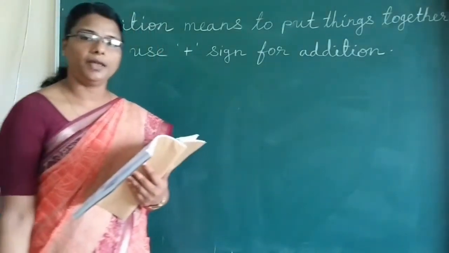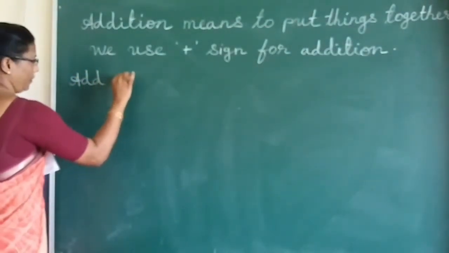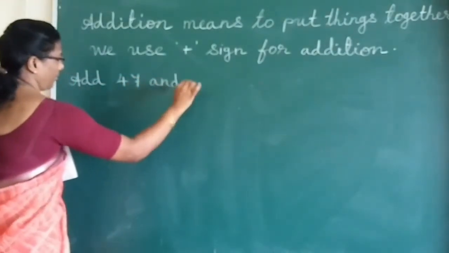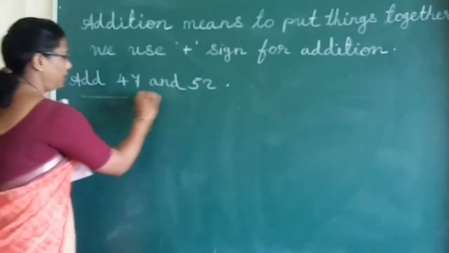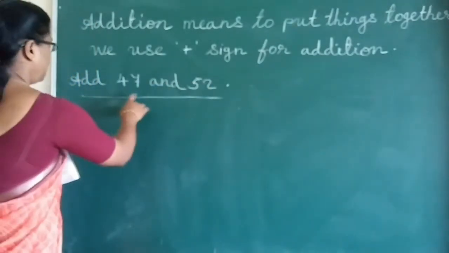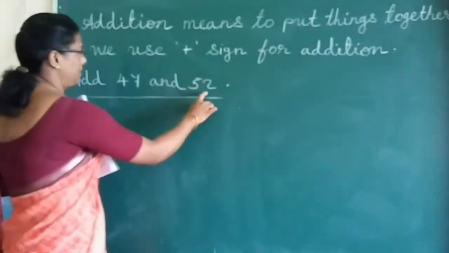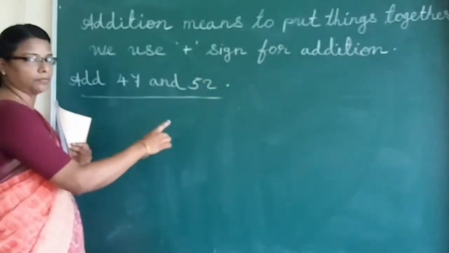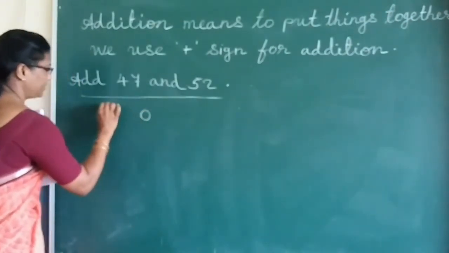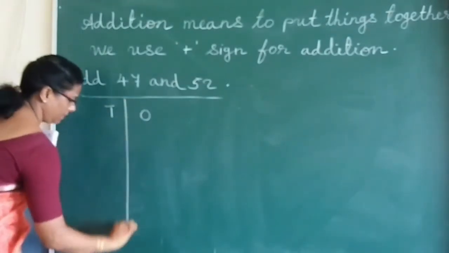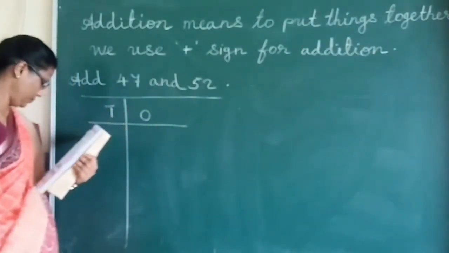Add 47 and 52. For adding two numbers, we place the numbers in columns. Just write ones and tens here, 47 and 52.